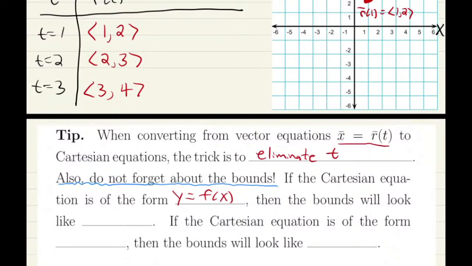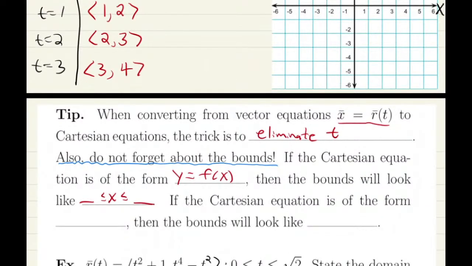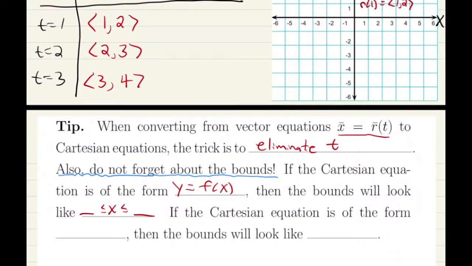Then the bounds will look something like this. x will be in between maybe real numbers, maybe infinity on the right, maybe negative infinity on the left. And I have less than or equal to signs, but they could also be less than signs, or one could be a less than sign and one could be a less than or equal to sign. It depends on what the domain is. I'll show you an example, which will clarify. But I want to cover this equation too.